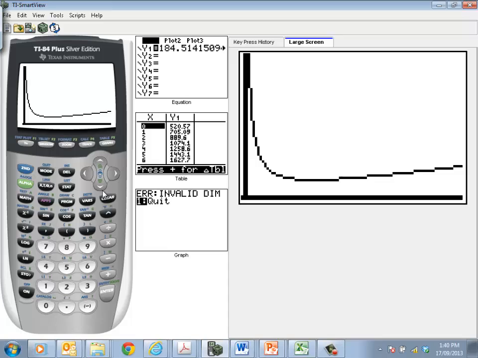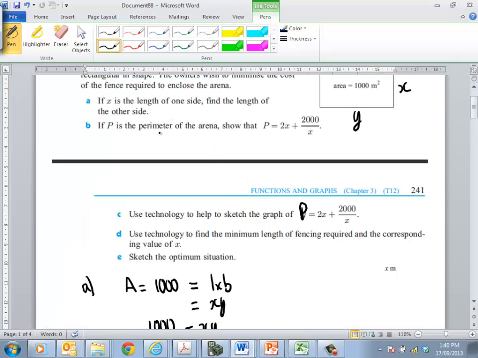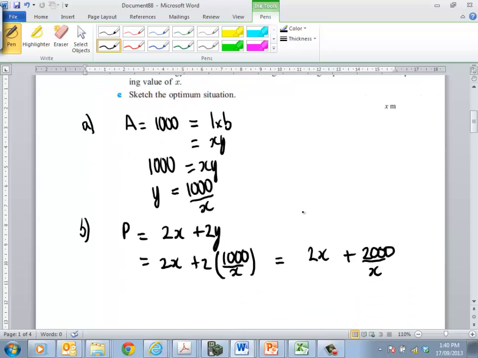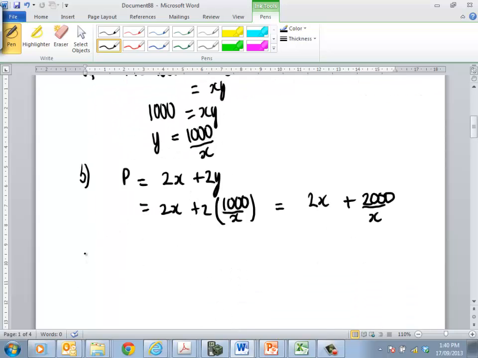So what I'm expecting, because I'm looking to minimize or maximize, I'm looking for a graph that has that shape, aren't I? So what is it asking me to do? The question says, use technology to help sketch the graph of that function. So what I'm going to do is, here's my graph.